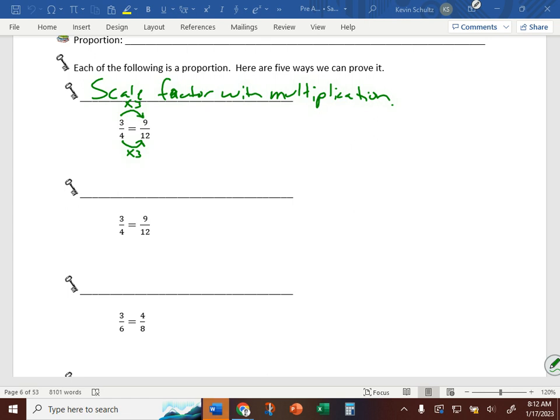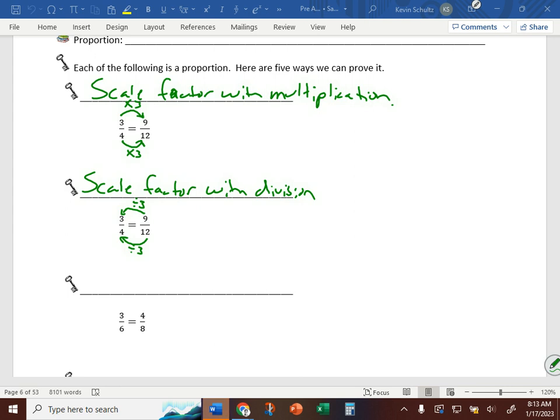How else could you prove to me, using scale factor again, that these are proportional? Gregory? Divide 9 and 12 by 3. Okay, so we can also go the other way with scale factor and say we're using scale factor with division. Because yes, 3 times 3 gives us 9 and 4 times 3 gives us 12. Well, if we go the other way, if we divide 9 by 3, we get 3. And if we divide 12 by 4, we also get 3, right? So that scale factor method works both ways.